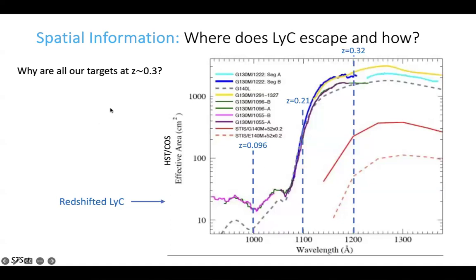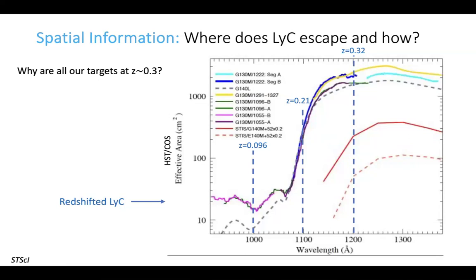So this is showing the HST COS effective area as a function of wavelength. And then here I've plotted the wavelength that redshifted Lyman continuum would show up at. So you can see that at a redshift of 0.1, Lyman continuum shows up around 1,000 angstroms here, where COS is not at all sensitive. Redshift 0.2, it's still not sensitive enough. And really only when we get to redshift 0.3 do we actually get to the part of the wavelength range where COS is sensitive. And so sort of by force, all of our targets have to be at redshift 0.3.